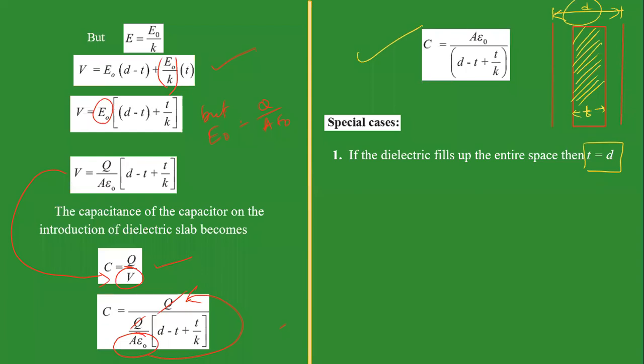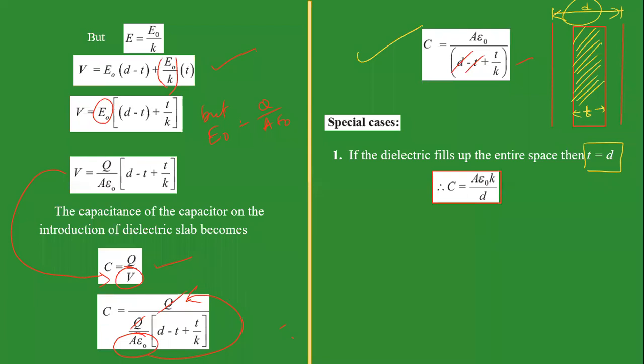So if we substitute T and D both the same, then from the formula this gets cancelled. So we get T by K here, and this K is shifted up. So we get the formula for capacity: A epsilon 0 K by D. So this is the formula for the capacity if the entire space is filled with dielectric.